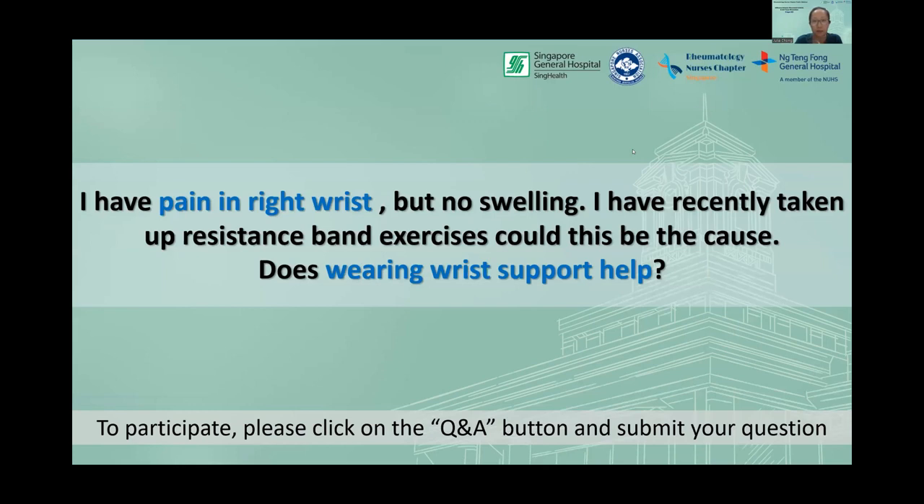Because whenever we hold it very loosely and we pull, there's a lot of force being transmitted to the wrist. However, if you hold it tight, you are using more of the forearm muscle strength to hold the band, instead of relying on the wrist joint itself to support. So it's also important to monitor how long the pain lasts after each exercise that we do.